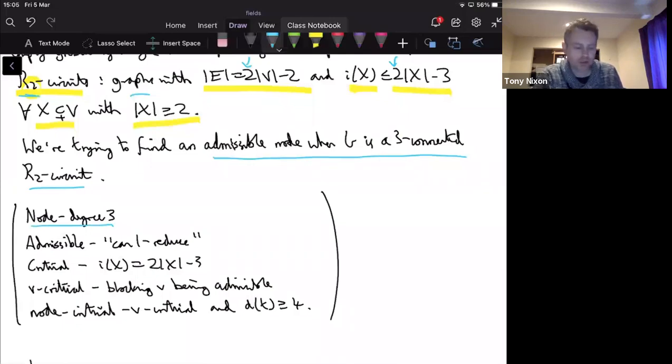By admissible, I mean we start with a circuit, we pick a node, we can do a 1-reduction. So we pick our vertex of degree 3, say v, and we delete v and its three incident edges and add an edge among the neighbors. But admissible means one of the 3 possible reductions gives you another circuit, so we can do a 1-reduction.